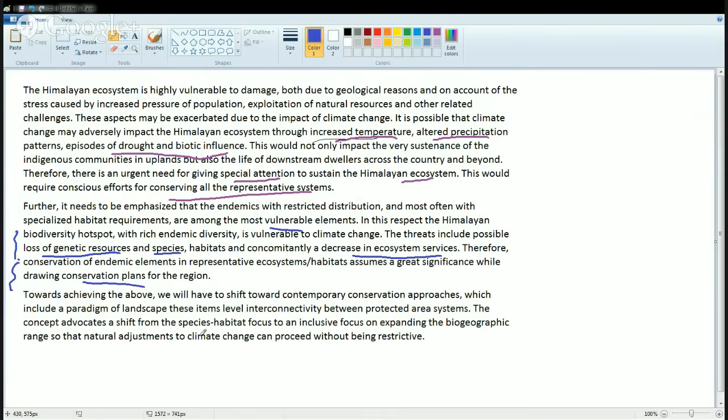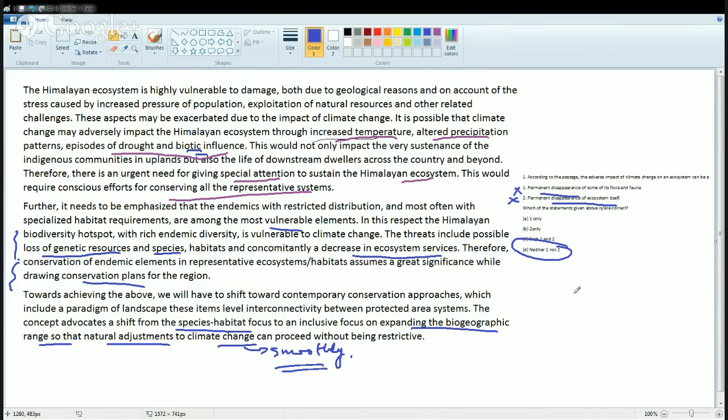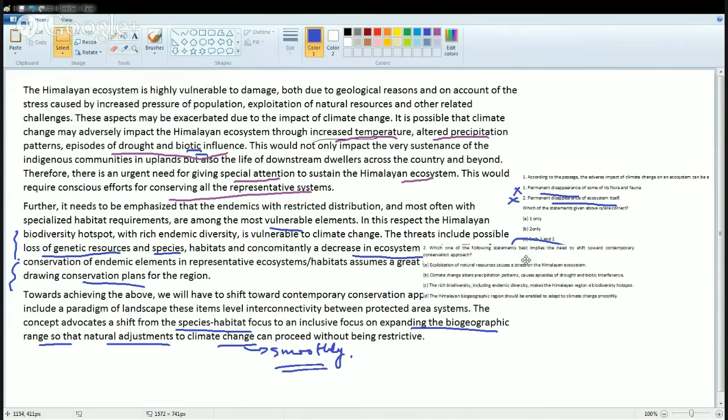So they say that there is a need to shift from the species habitat focus to expand the biogeographic range, so that the natural adjustment to the climatic changes can proceed without being restrictive, or that means the climatic change runs more smoothly. So this is basically the essence of the whole passage if we read this. Now let's try to solve the questions based on the last line of the passage.